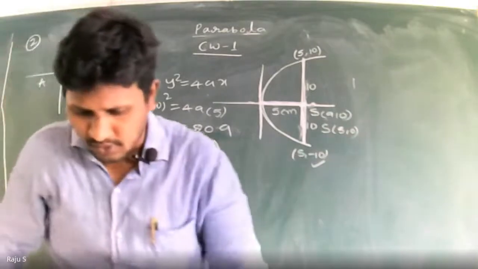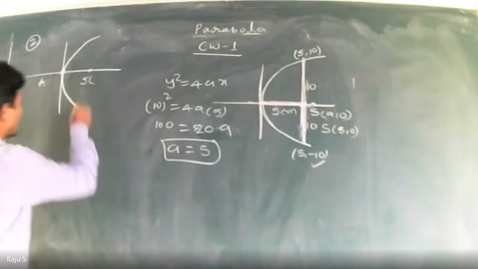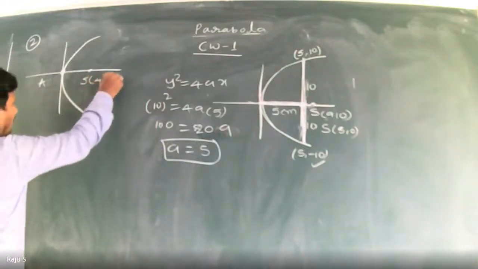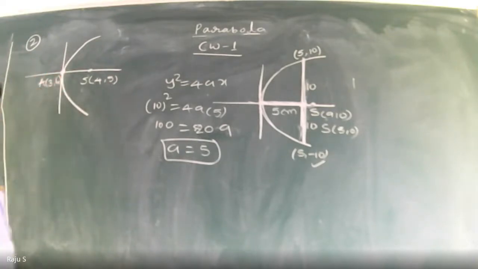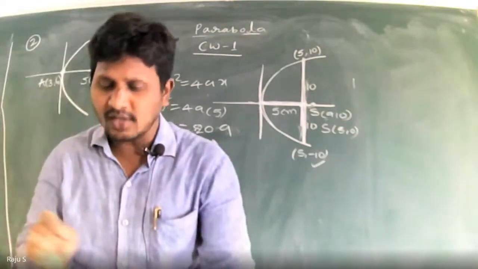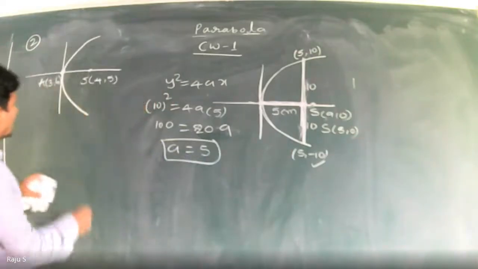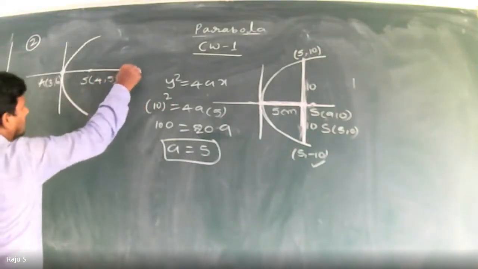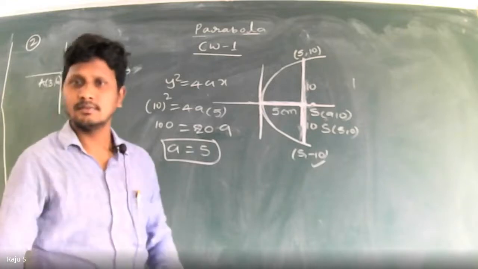Focus can be denoted by S. Focus is 4 comma 5, and vertex can be denoted by capital A always. This value is 3 comma 6. Then the equation of axis. Can anyone tell what the equation of axis is here? What does it mean by equation of axis?